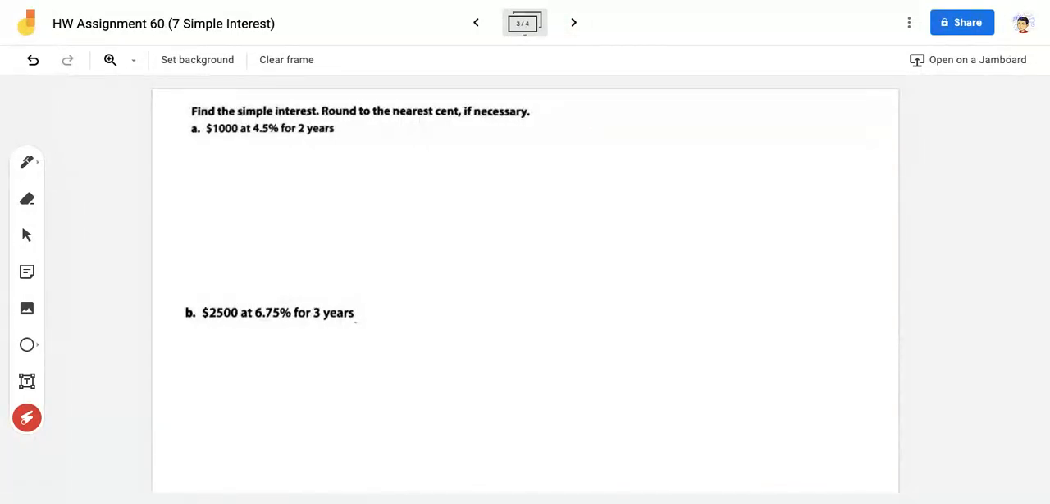So we're being asked to find the simple interest, round to the nearest cent if necessary. So we're going to use that equation, and I'll write it up here. I is equal to P times R times T. I is the interest itself. So we're being asked to find the interest, so I is going to remain just as is. We could actually label everything out. What is I?